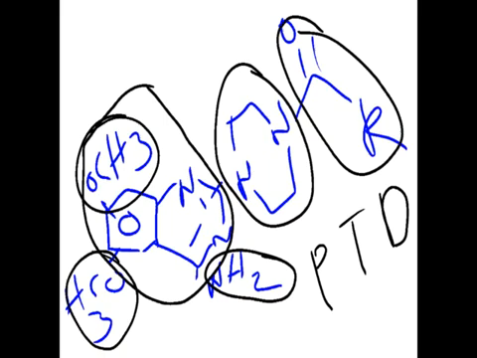This quinazoline ring is essential for the activity. At the fourth position, this amine group is present, and it is essential for the alpha 1 blocker activity. So there must be an amine group at the fourth position. Then the piperazine ring is not essential. It can be replaced by other ring structures like piperidine.